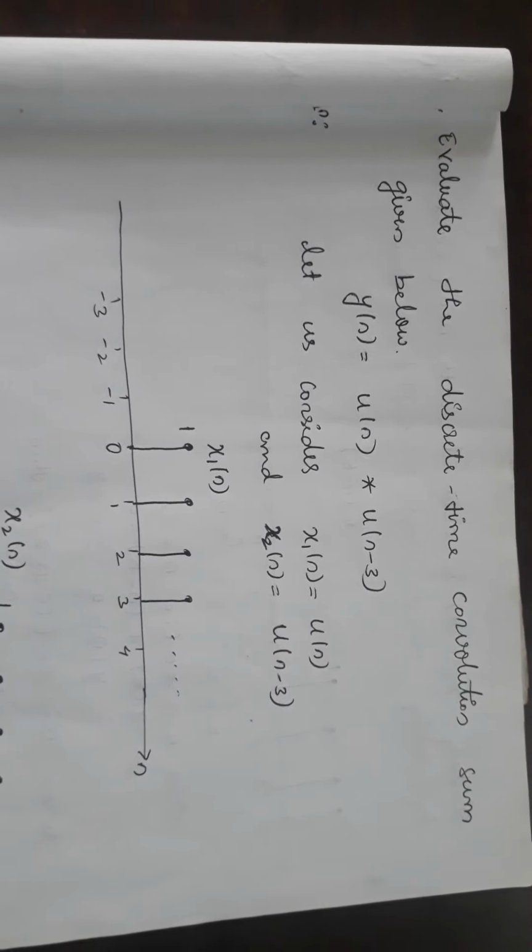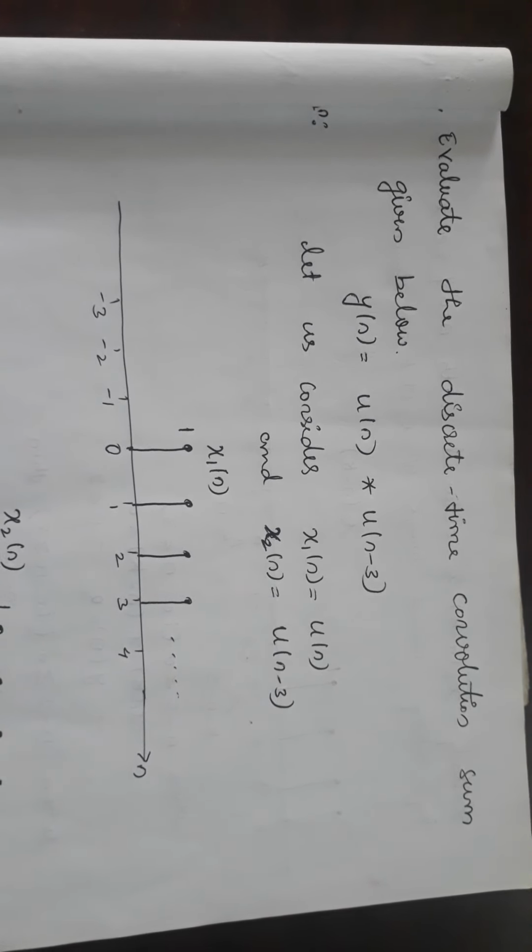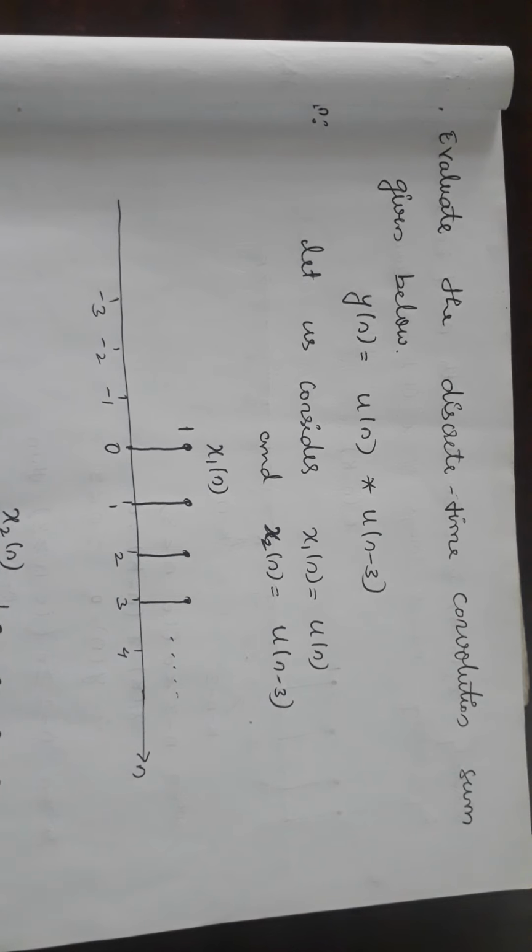Hello everyone. Let us start with the convolution operation. In convolution, we come across two types of operation, that is convolution sum and convolution integral. Convolution sum is associated with the discrete time system, whereas convolution integral is associated with the continuous time system. Okay. Now let us start with convolution sum here.